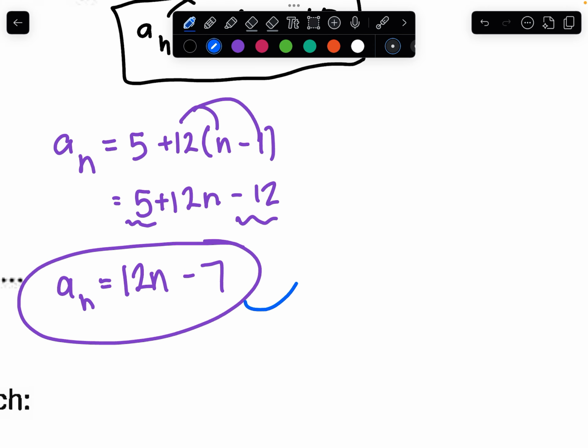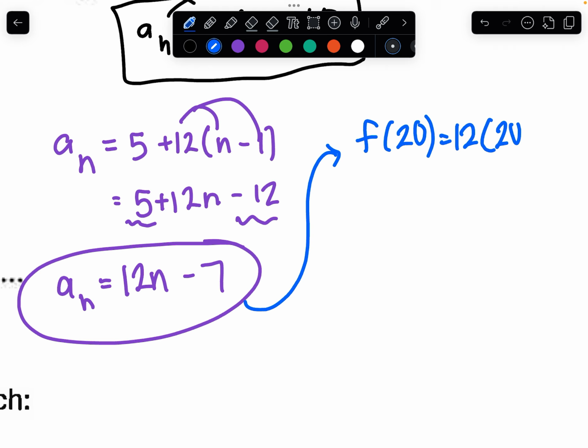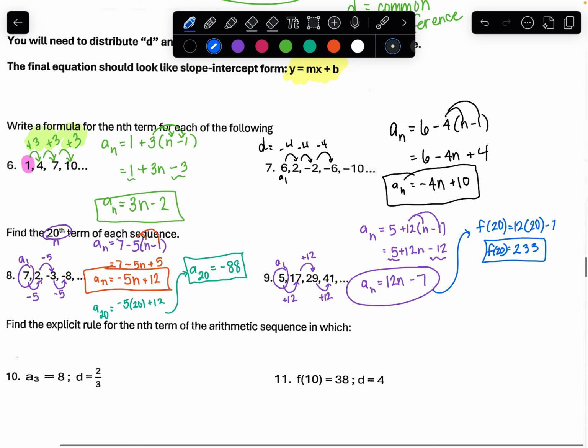For the next piece of this, we are asked to find f of 20. So all we're going to be doing is plugging in 20 for n and solving. And so it is 12 times 20 minus 7, which is 233. Ooh, there we go. And so there is our final math sentence.